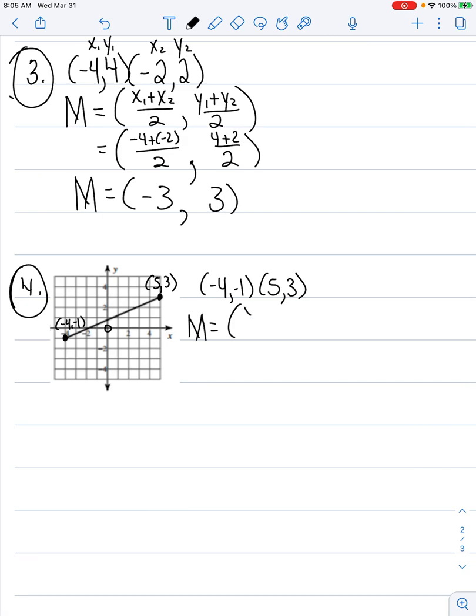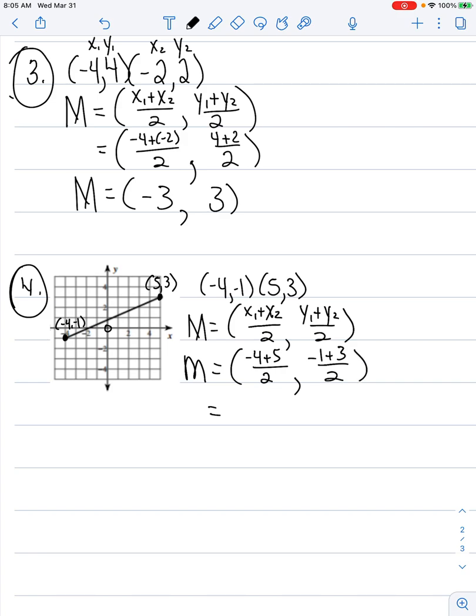First, start with your formula. Add the x's, divide by 2. Add the y's, divide by 2. So let's do that. My x's are negative 4 plus 5 divided by 2, comma, add your y's, negative 1 plus 3 divided by 2. So let's do that. Negative 4 plus 5 is 1 divided by 2. I'm going to leave that as 1/2. You can also write 0.5, it's the same thing. Negative 1 plus 3 is 2, and 2 divided by 2 is 1.